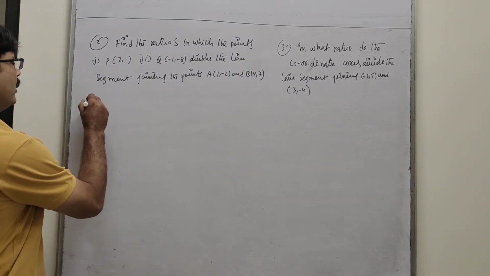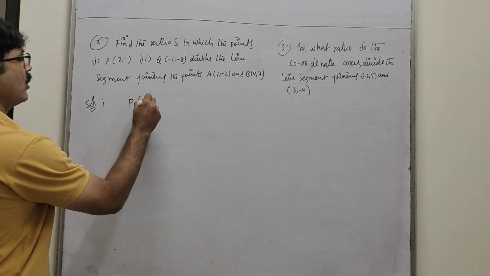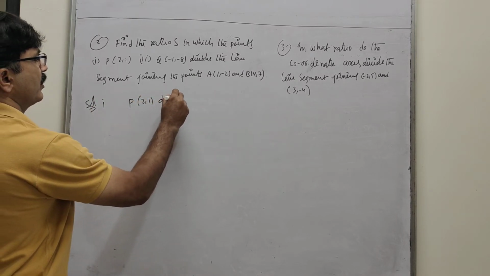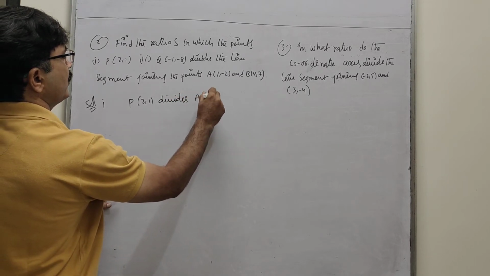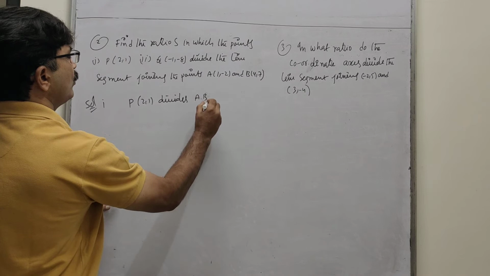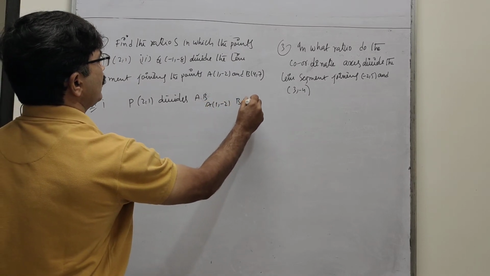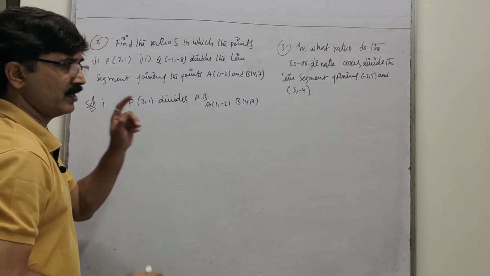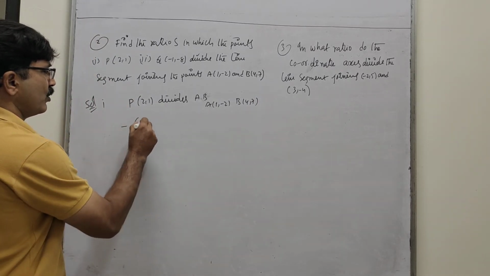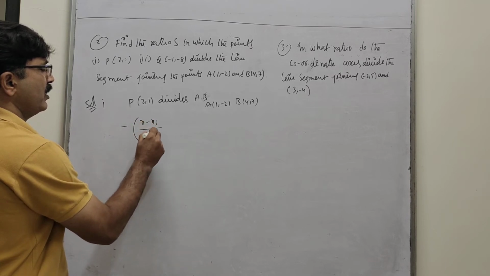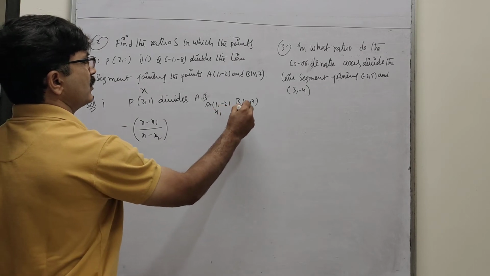Now for the first one, solution for the first one. That means here P(2, 1) divides AB. You know very well that A is (1, -2) and B is (4, 7). You know very well the formula which I am going to use over here: minus of (x - x1) by (x - x2). This is my x, this is my x1, this is my x2.